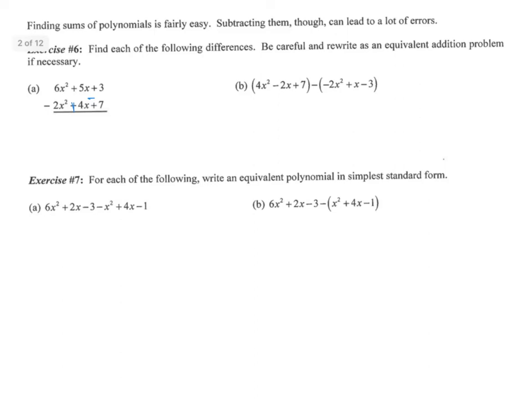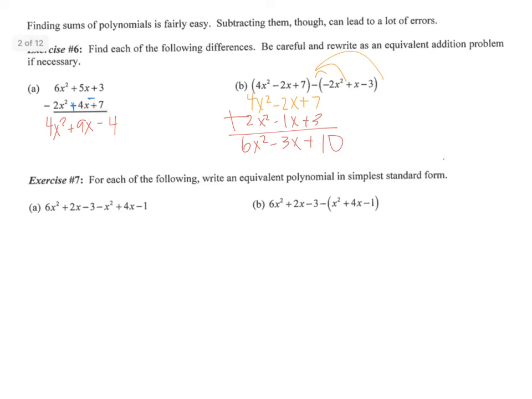So now 6x squared minus 2x squared is 4x squared. 5x plus 4x is 9x. And 3 minus 7 is negative 4. It's a little bit easier to see when it's written out not vertically but instead horizontally because you are distributing that negative. So it becomes 4x squared minus 2x plus 7. And if we distribute that negative, a negative times a negative is a positive 2x squared. A negative times a positive is a negative 1x. And a negative times a negative is a positive 3. So this becomes 6x squared minus 3x plus 10.